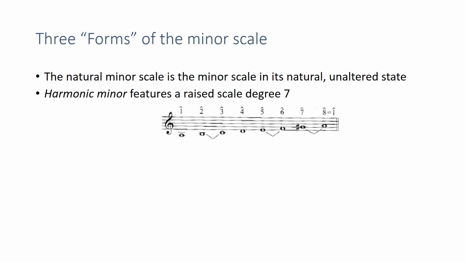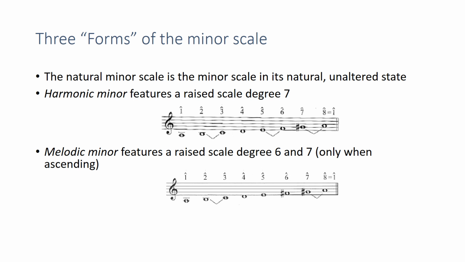But there's also kind of an awkward interval between 6 and 7. That's what we call an augmented second, and it sounds a bit awkward, and it's a little bit hard to sing. So another form of the minor scale tries to solve that awkward skip by raising scale degree 6 by a half step as well. So melodic minor features both a raised scale degree 6 and a raised scale degree 7 in order to make a more smooth melodic line.